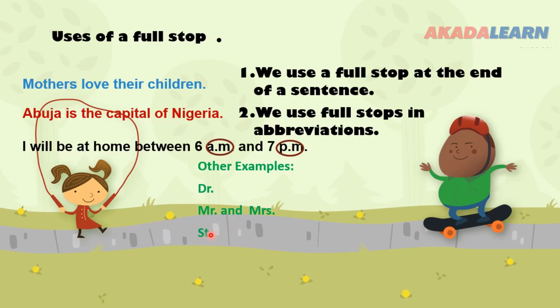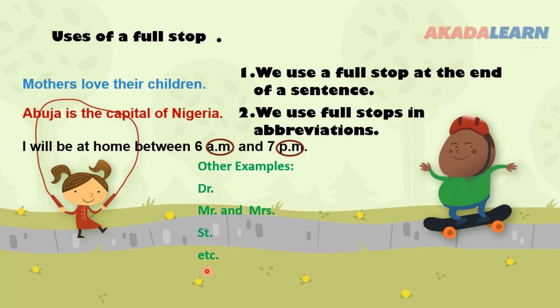Another example, St. with a full stop. Okay, this has two meanings. You can use St. as a short way of saying street, and also St. is used in the Christian religion to write the word saint. Like a saint is a holy person. So you've heard of some churches with names like Saint Mary's, Saint Stephen, Saint John, and so on. So St. has two meanings. It's the abbreviation of street, and it's also the abbreviation of saint.